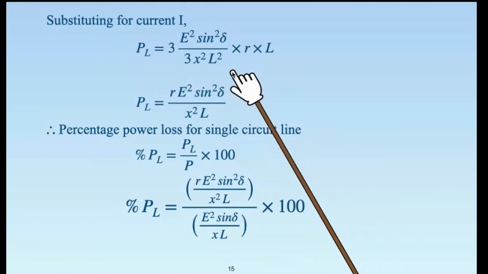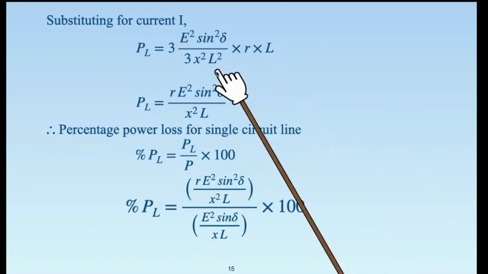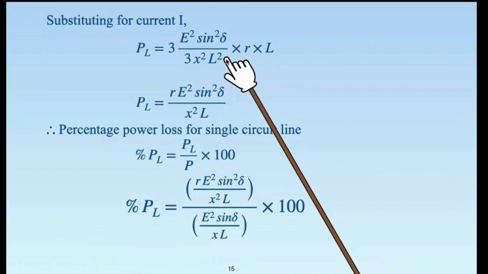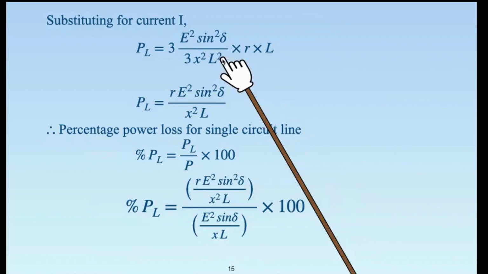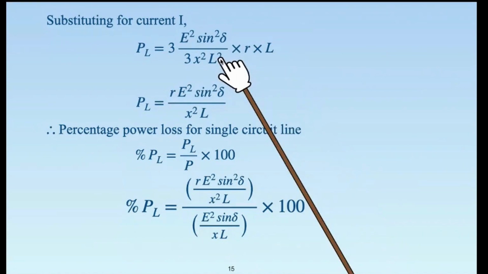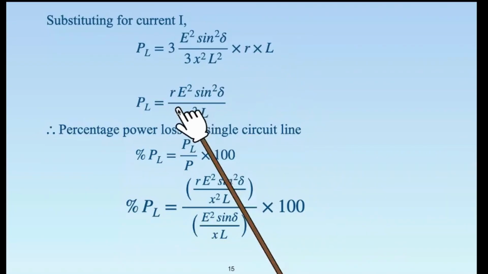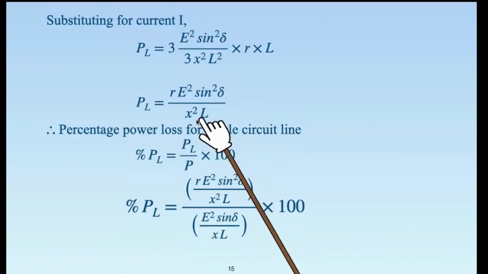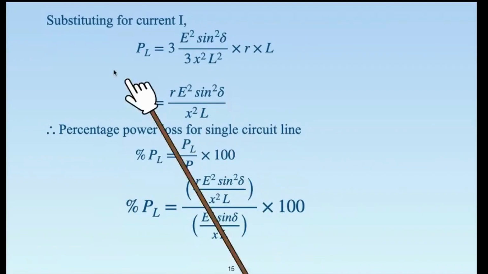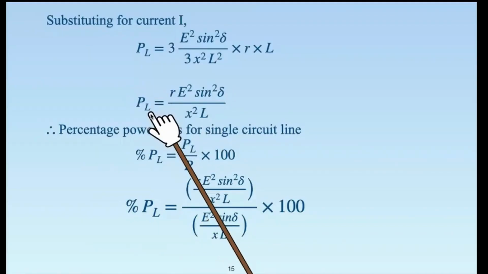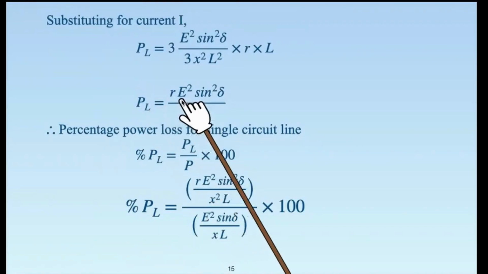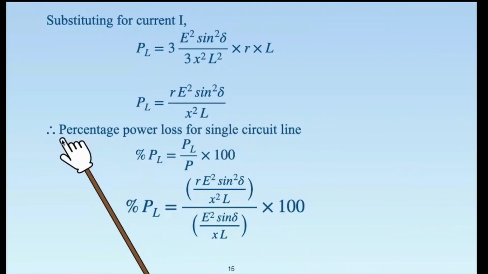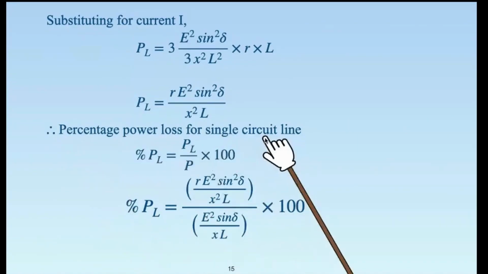Here again, you can see some of the terms in the numerator and denominator will form a ratio, and some of them we will just remove. Here it is L, then L square. So this becomes R times E square, and the 3 gets cancelled here. R E square sin square delta upon X square L. So power loss for a single circuit three-phase line is equal to R E square sin square delta upon X square L.